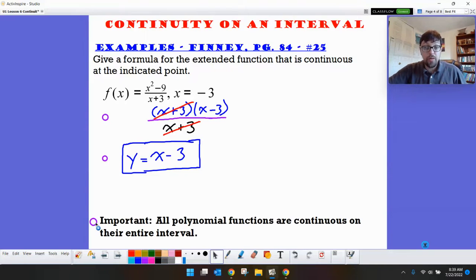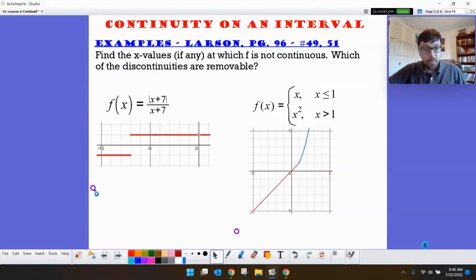Something to note in general when you're trying to determine if a function is continuous: all polynomial functions are continuous on their entire interval. Write that down. So if you're ever given a problem and you're trying to determine continuity, you can just say, hey, it's a polynomial, so we are definitely continuous. Couple more examples to look at.